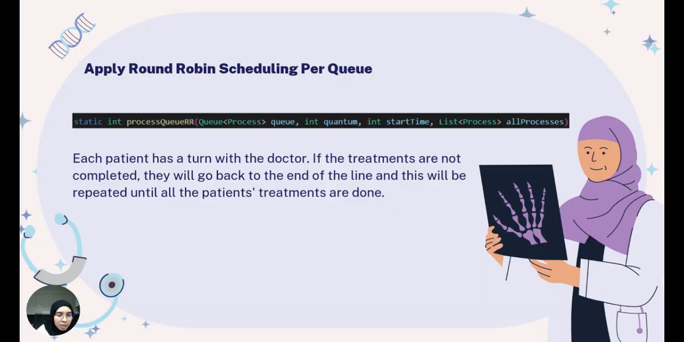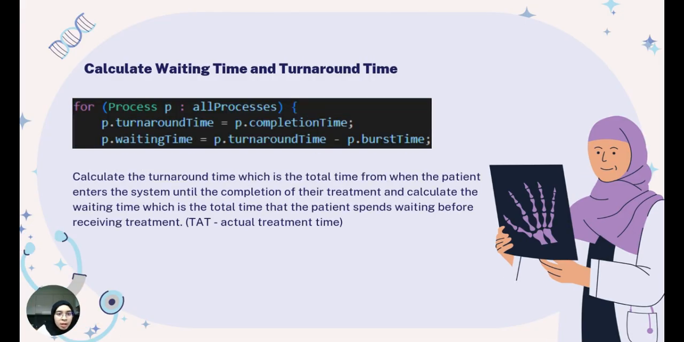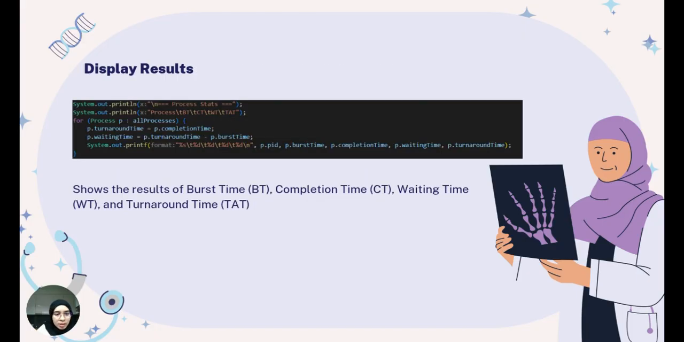This is the coding, and it means each patient has a turn with the doctor. If the treatment is not completed, they go back to the end of the line, and this is repeated until all the patients' treatments are done. Then we calculate waiting time and turnaround time. This calculates the turnaround time, which is the total time from when the patient enters the system until the completion of their treatment, and the waiting time, which is the total time the patient spends waiting before receiving treatment, which is turnaround time minus actual treatment time. And lastly, we display the results. This shows the burst time, completion time, waiting time, and turnaround time.